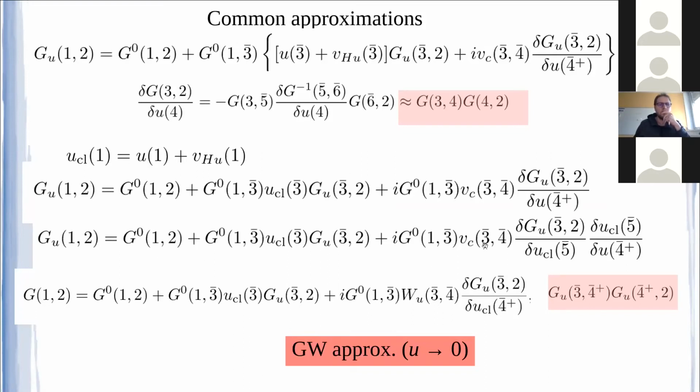And so you are screening the bare Coulomb interaction, and so you get the screened Coulomb interaction here. And you are left with the derivative of the Green's function with respect to the total classical potential. Now you can do the same trick as here and do the same approximation. And it is better now, because now in this derivative, you also take into account the Hartree potential and not only the external potential. And this is how you get the GW approximation.